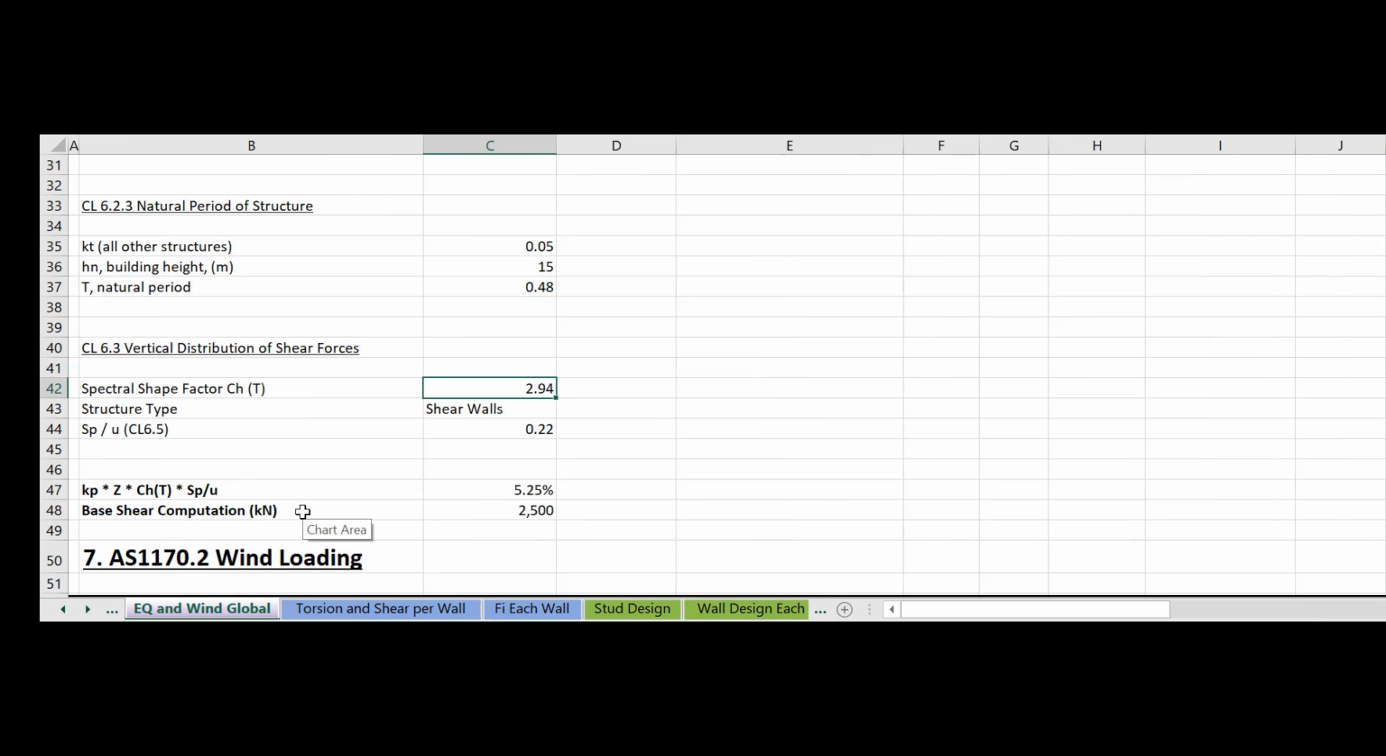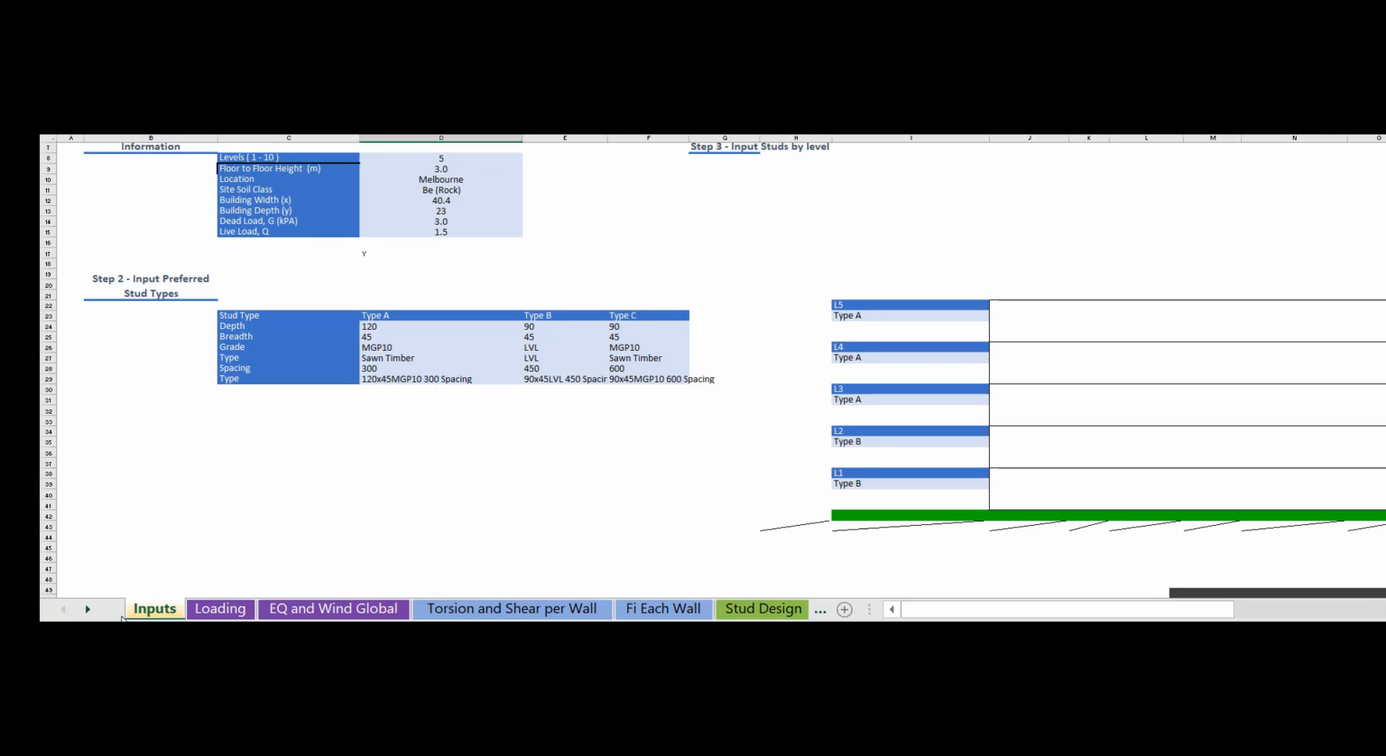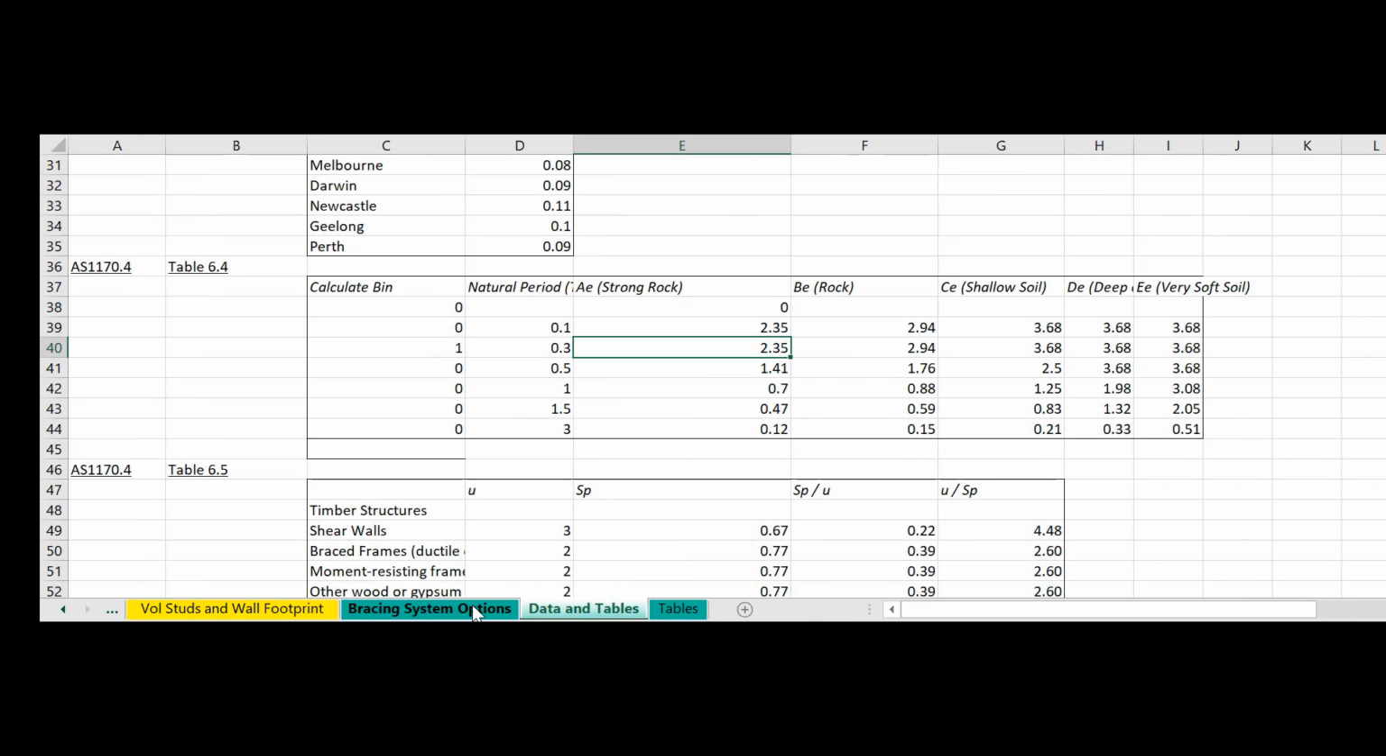I hope so anyway. No, 2.94. Is that because, 2.94? Oh, because we said BE here. So in BE, yes, so that's correct. So 2.94, so BE, sorry about that.